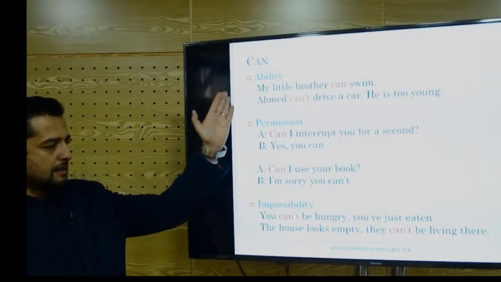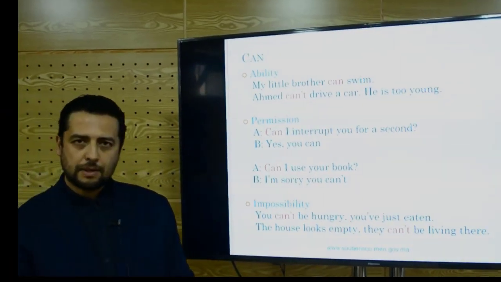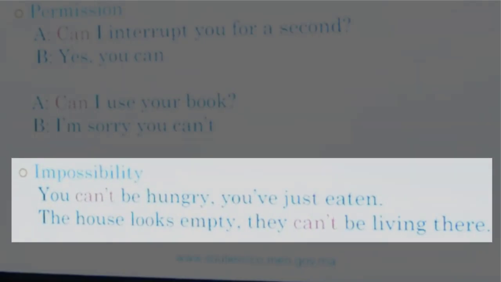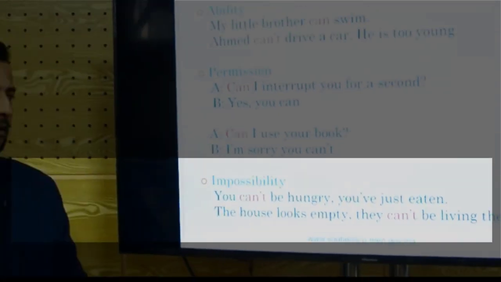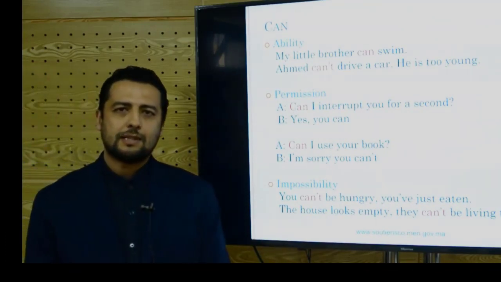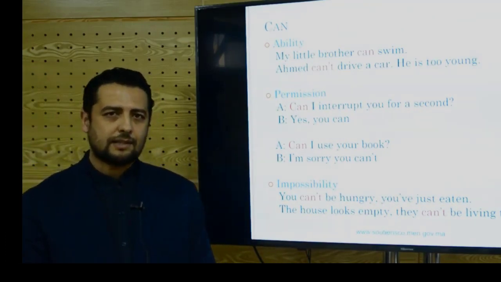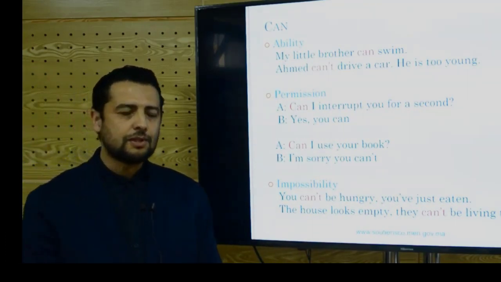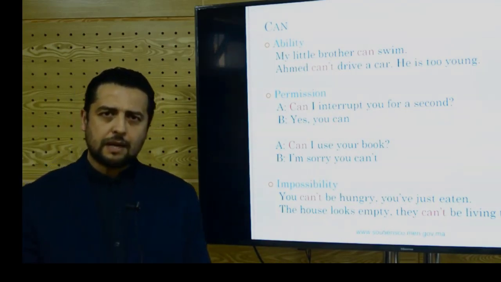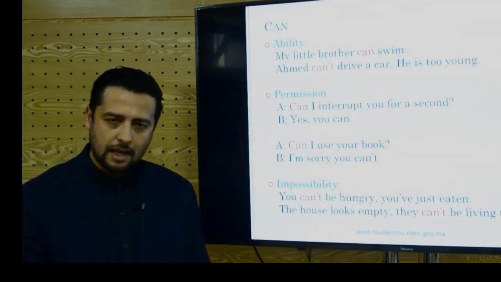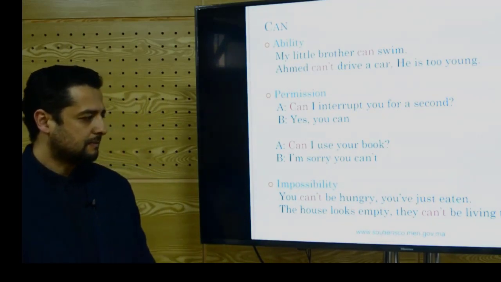Right, can be used to show impossibility, which means something which is not possible to do. For example, you can't be hungry, you've just eaten. For example, when you have your little brother or little sister asking for more food, you can say, you can't be hungry, you've just eaten right now.